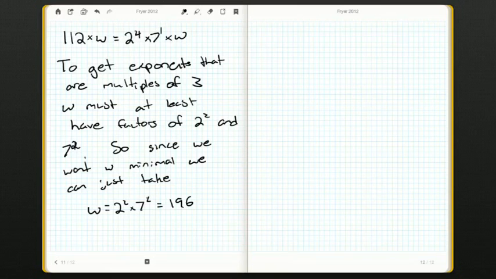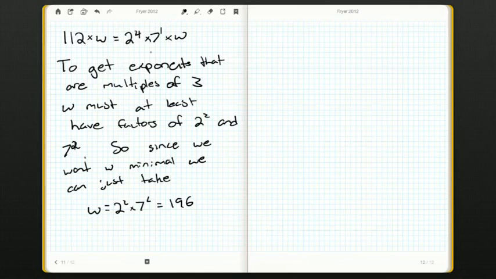So we explained our reasoning. We set up our criteria to get a perfect cube in terms of prime factorizations. And we just took W. We figured out the minimum requirements. What does W have to complete 112? 112 is part of the way there to a cube. But what else does the prime factorization of 112 need to get to a perfect cube? And those are the minimum requirements on W.